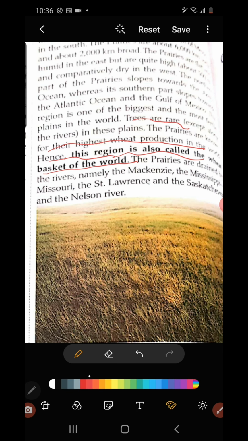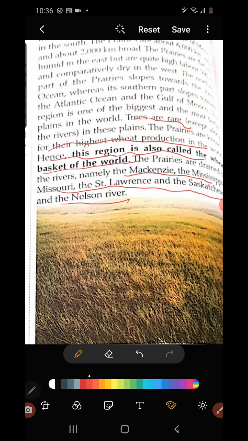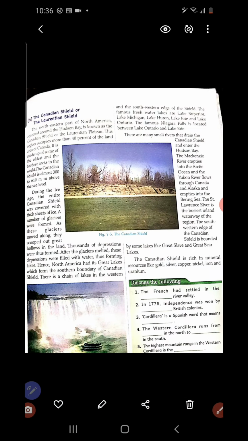Then the prairies are drained by rivers. Which are the draining rivers? Mackenzie, Mississippi, Missouri, St. Lawrence, Saskatchewan and Nelson River. These are the important rivers flowing through the prairies. Mackenzie, Mississippi, Missouri and St. Lawrence are the 4 important rivers draining through the prairies.